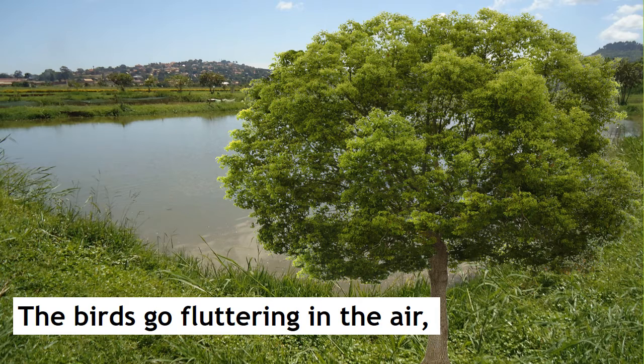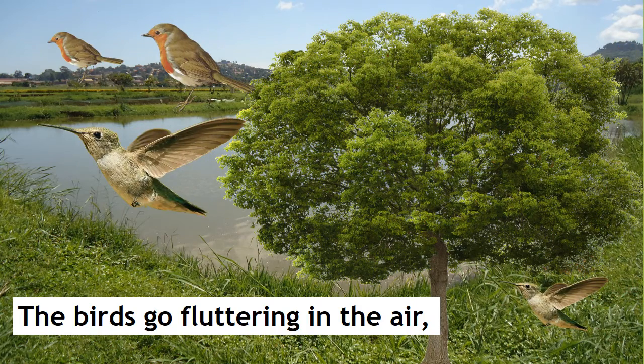Students, let's see the explanation of this poem. The birds go fluttering in the air. When the bird moves, it creates a sound with its wings. That sound is called fluttering. When it moves through the air, the sound is created by that. So, the birds go fluttering in the air. Fluttering means moving in the air with the help of their wings.